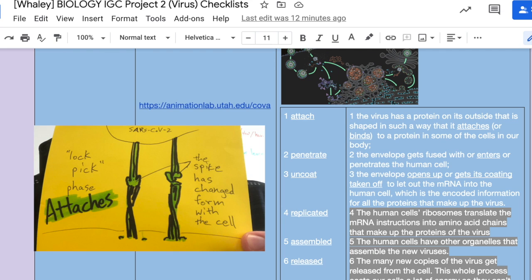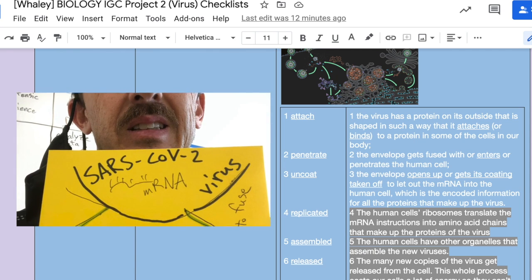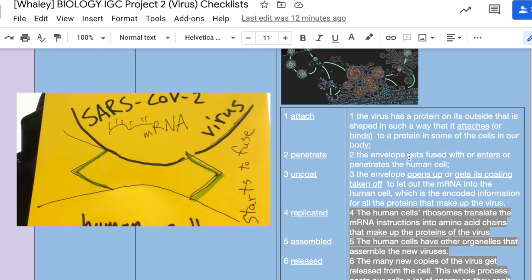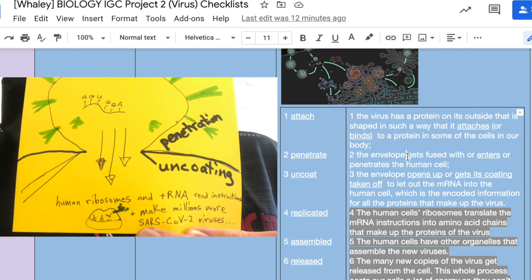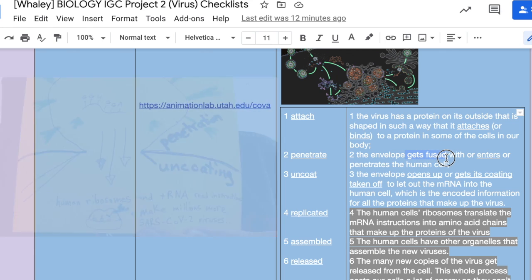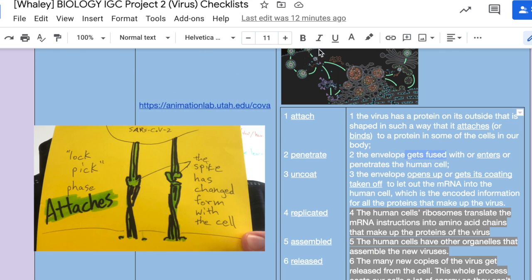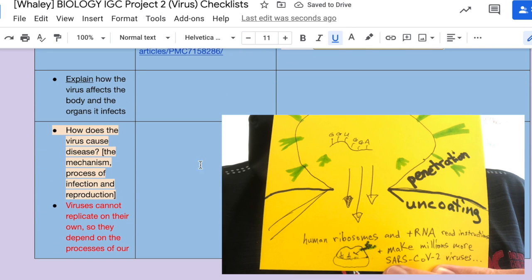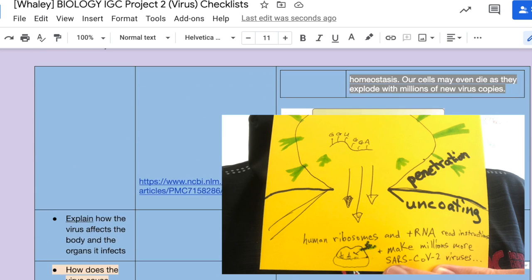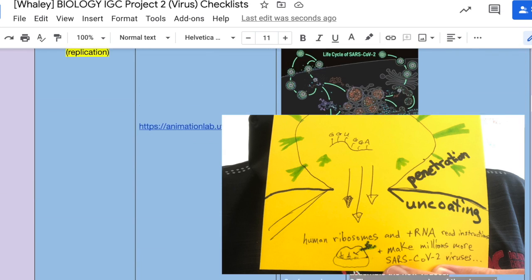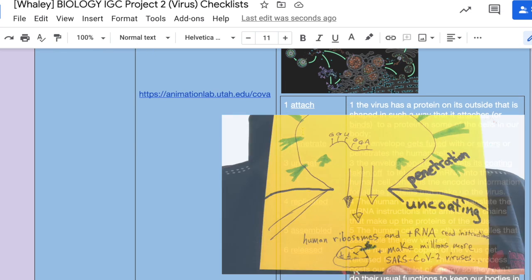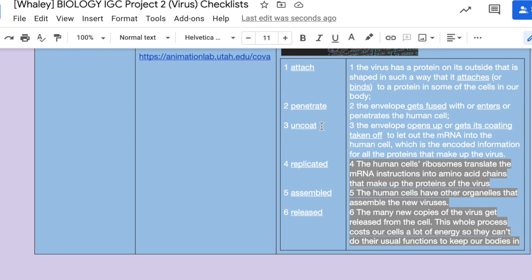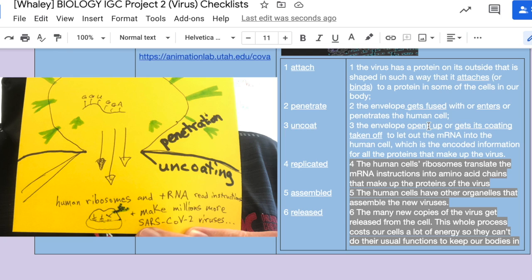And then in the penetration step, it gets fused. So you'll see here the envelope gets fused. How it gets fused is the spike protein gets changed when it has that interaction. So that's what I'm going to put down as my specific mechanism for my virus. I'm going to type more details about how it's special compared to a lot of other viruses. It does this particular thing, and so on. Uncoat, there's some kind of an opening up.